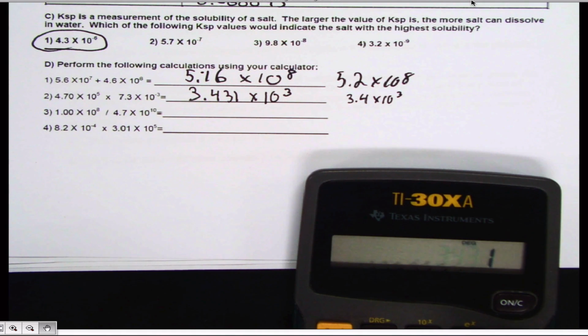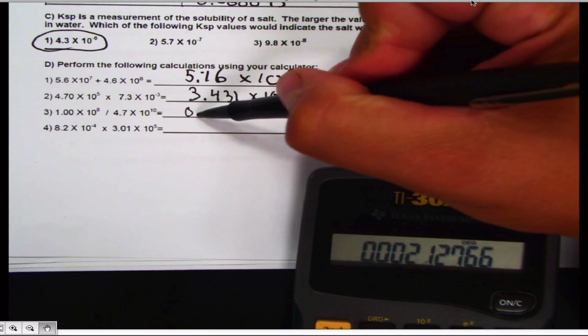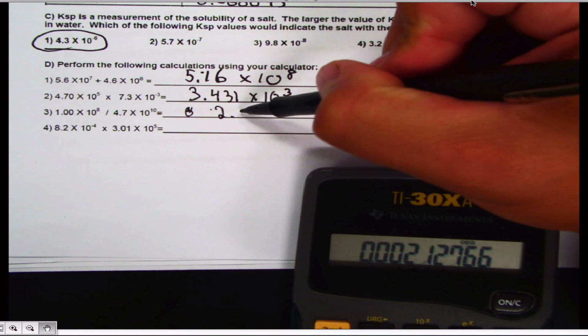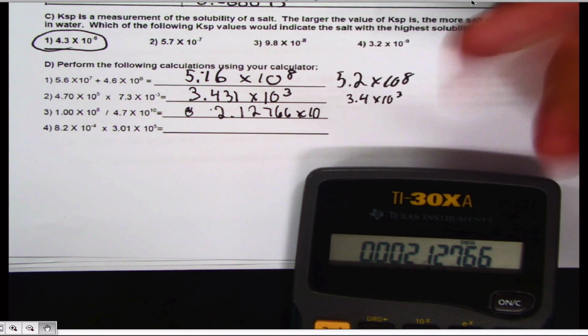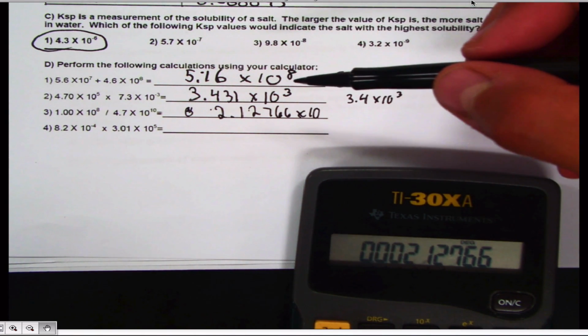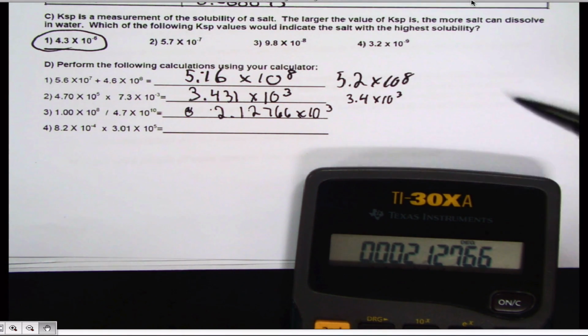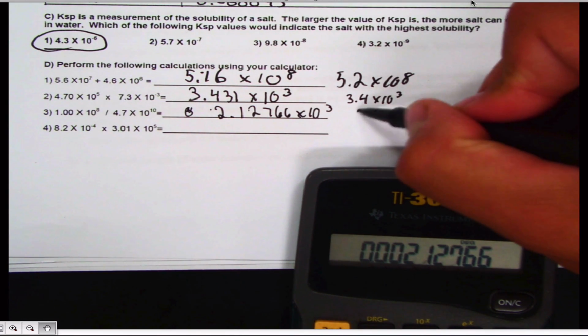Next one, 1 e to the 8th divided by 4.7 e to the 10th gives you an answer of times 10 to the, what do we got? 1, 2, 3. 10 to the 3rd. And if you round to the right number of significant figures, here's 2, here's 3, so we go to 2. So it's going to be 2.1 times 10 to the 3rd.